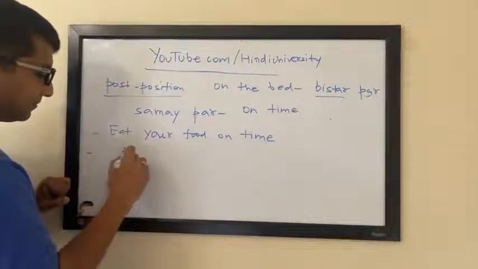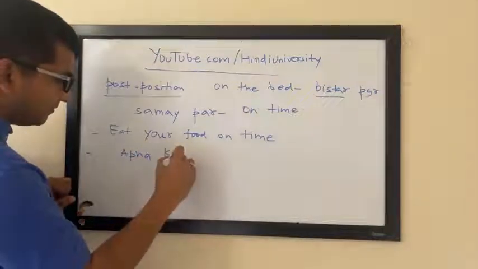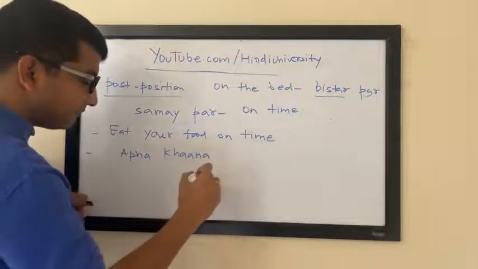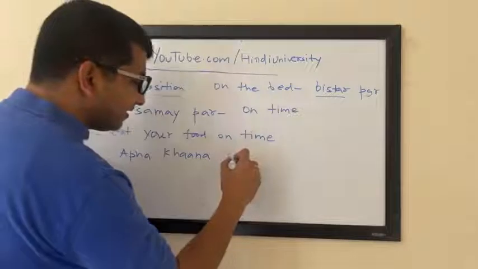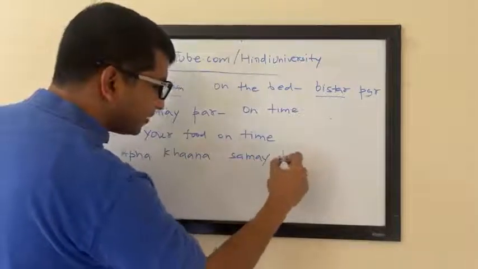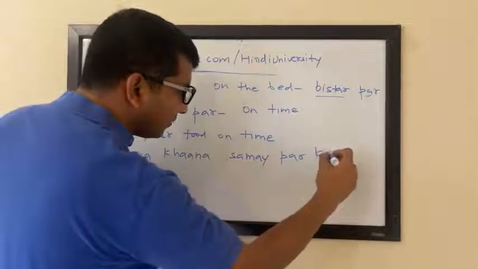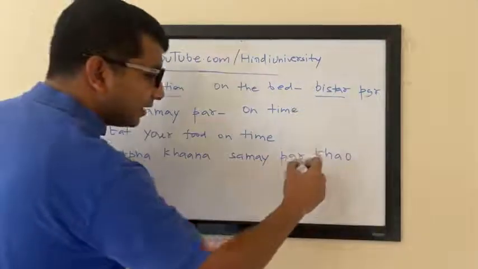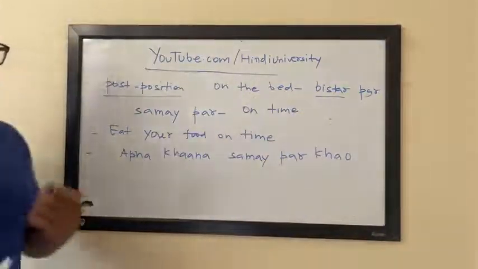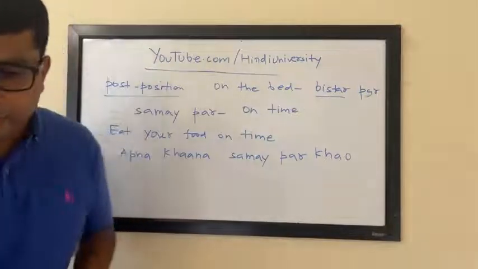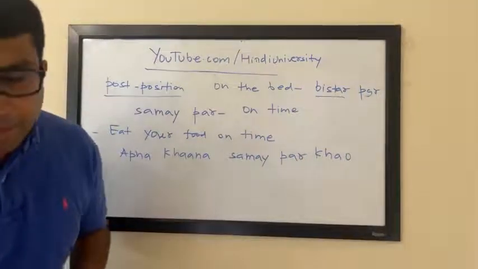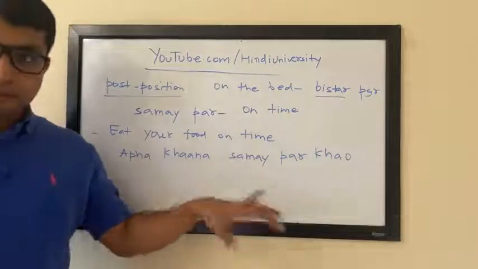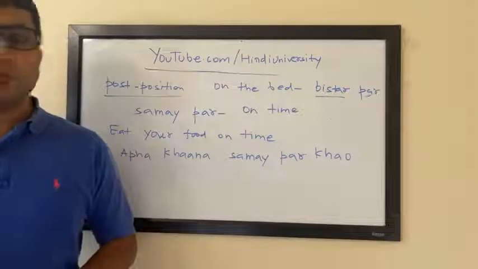अपना खाना समय पर खाओ. Very good. अपना खाना समय पर खाओ. Okay. It's imperative again because you are suggesting someone, and I feel confident that if there are other variations of this sentence, you can do that.